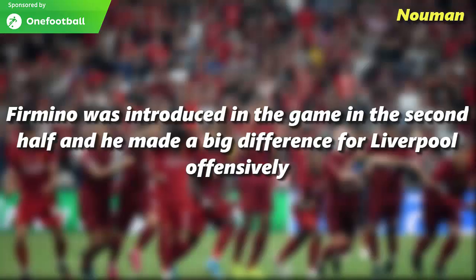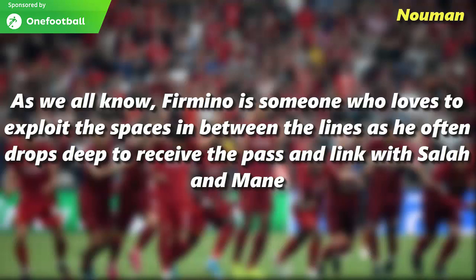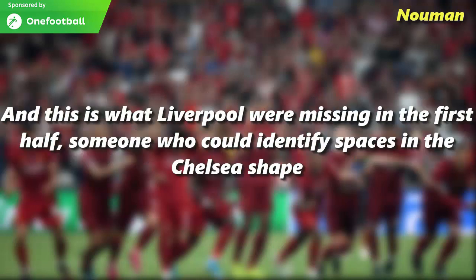Firmino was introduced in the game in the second half, and he made a big difference for Liverpool offensively. As we all know, Firmino is someone who loves to exploit the spaces in between the lines, as he often drops deep to receive the pass and link with Mohamed Salah and Sadio Mane. And this is what Liverpool were missing in the first half, someone who could identify spaces in the Chelsea shape.